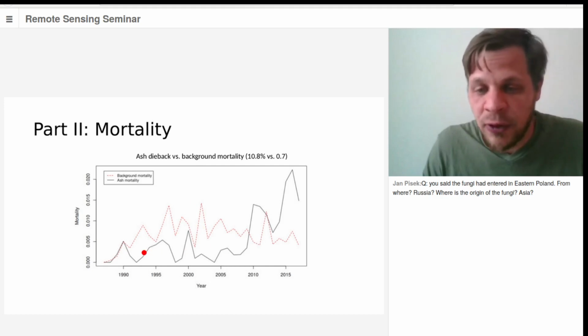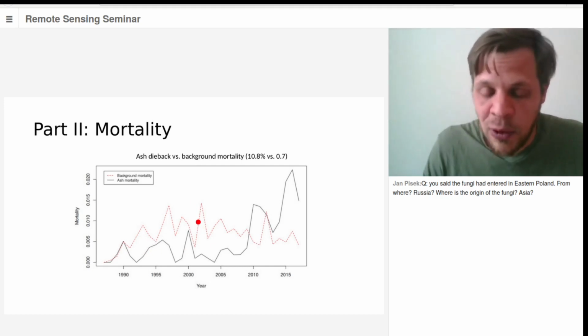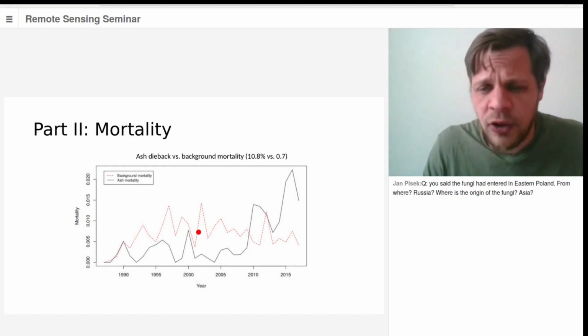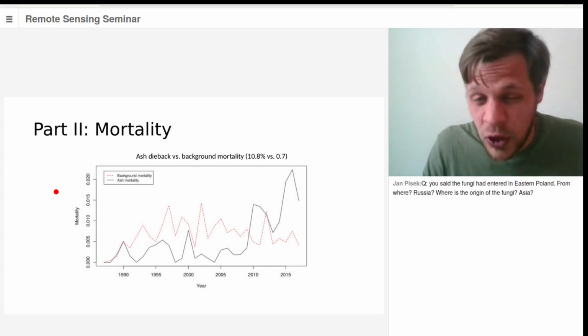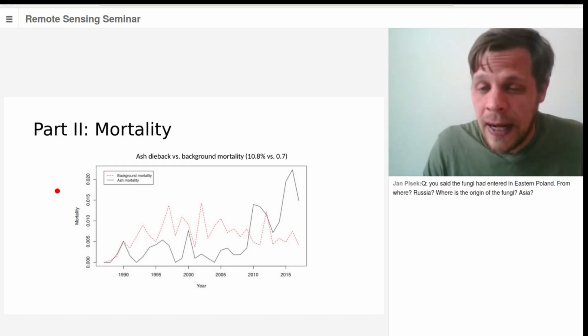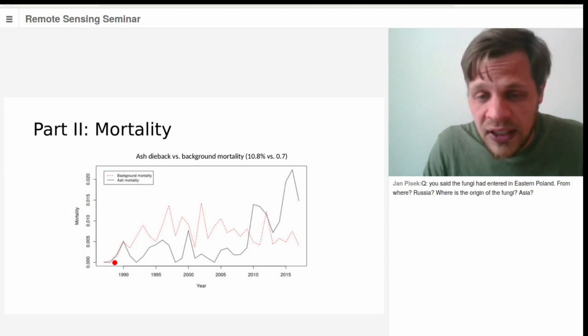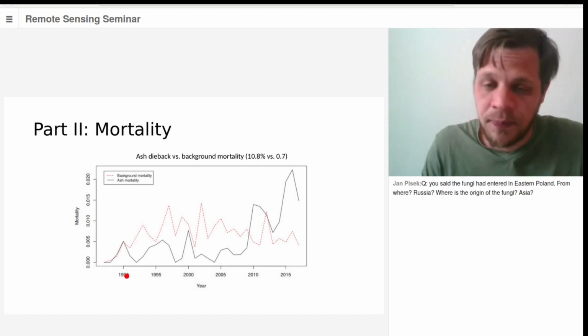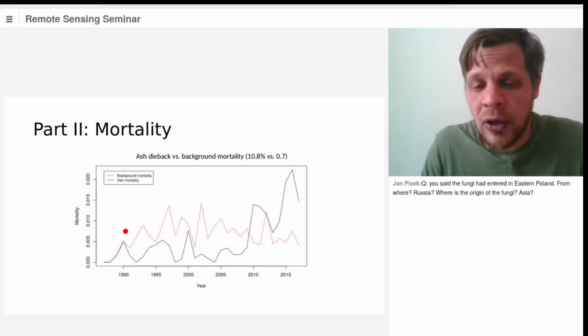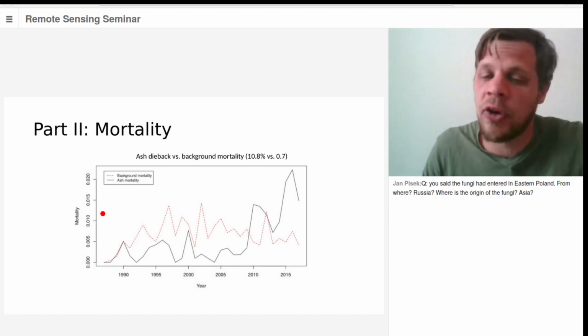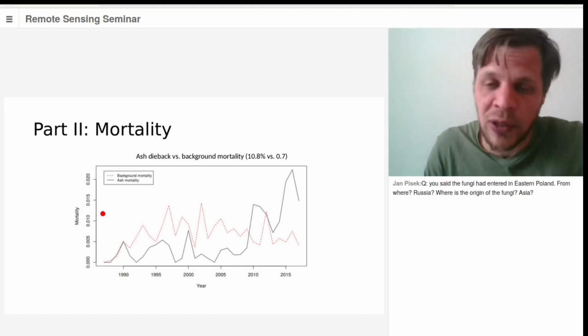But the first thing you can see from this plot is that there's not much of a correlation between background mortality and ash dieback, which is a very good first hint that the predominant reason of dying is ash dieback in ash trees. Only here in the 90s do you see a correlation. These were the plots that I showed you early on the map in southern Spain. So this very early mortality pattern was certainly not caused by ash dieback, but by climate-related factors.